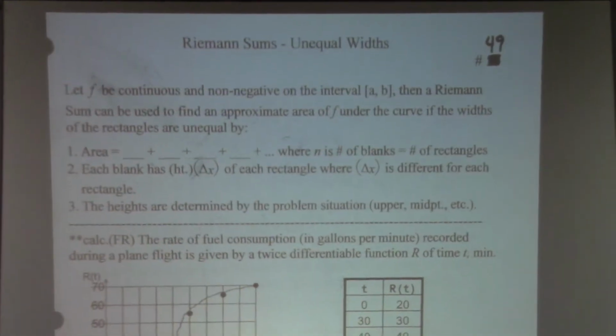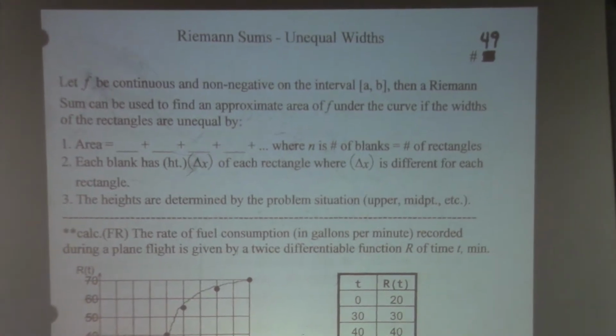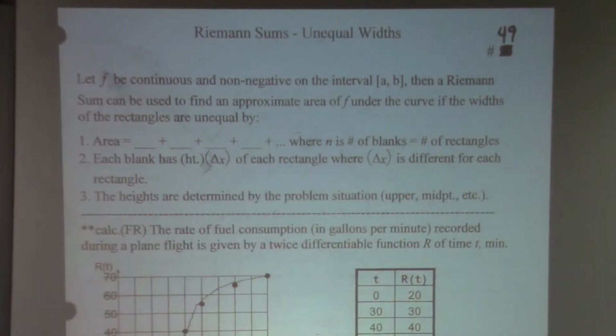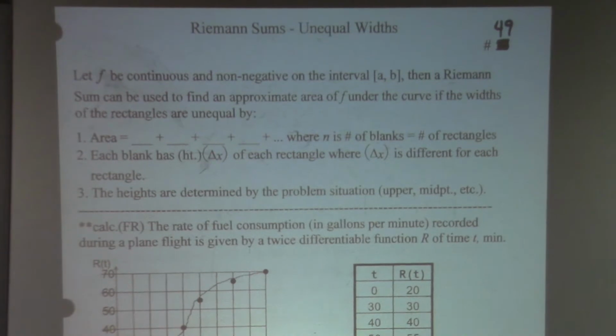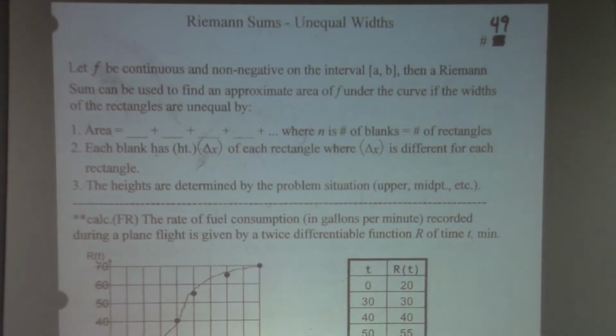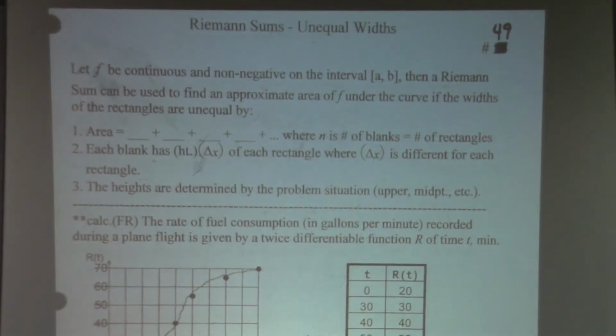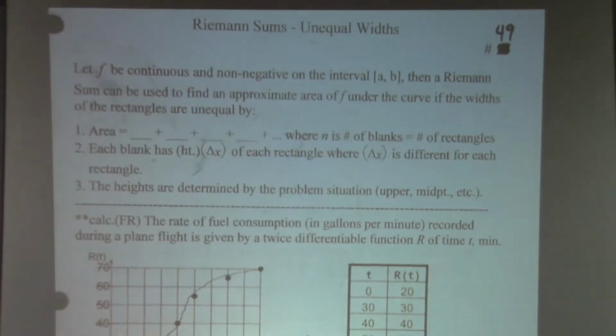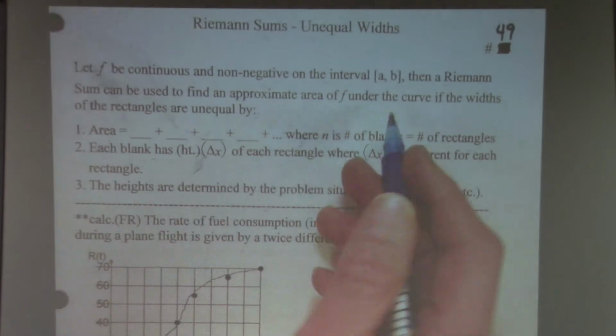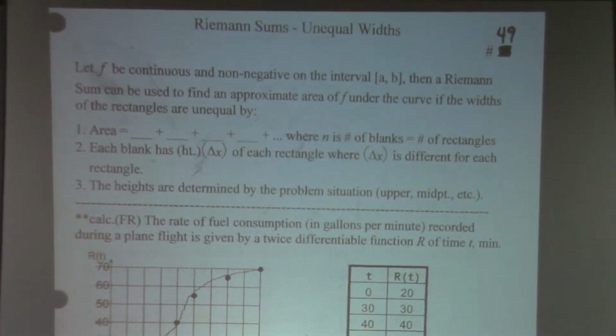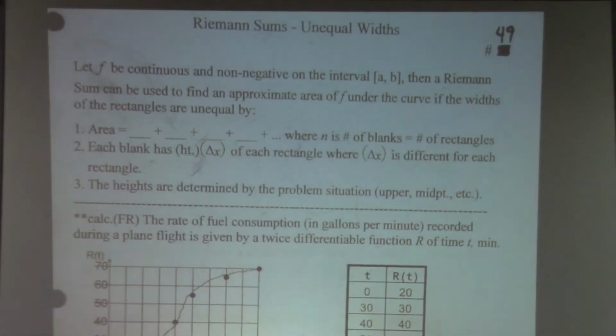Okay, we're going to do note card 49. Yesterday, our last class, we did Riemann sums of equal width. This note card is Riemann sums of unequal width. We still have the same conditions that we had on the last note card, in that f will be continuous and non-negative over the interval, and we're using Riemann sums to approximate that area. However, now we don't have the same width every time.